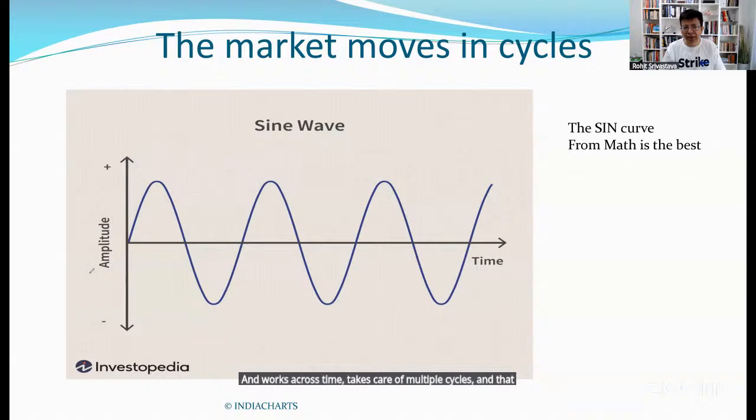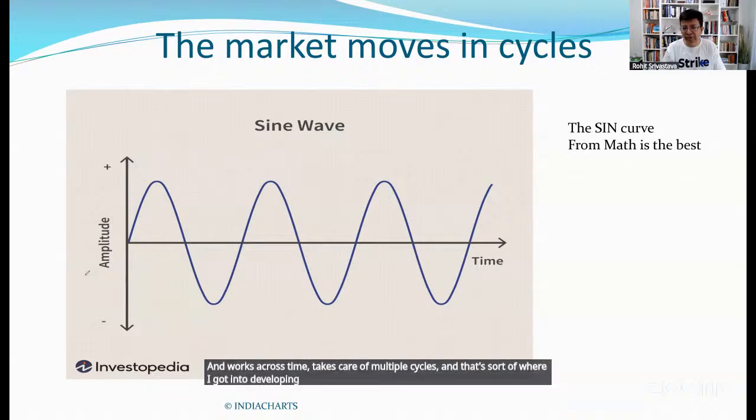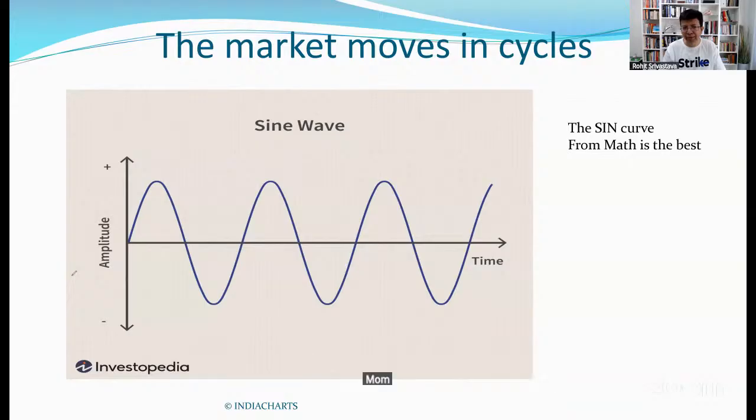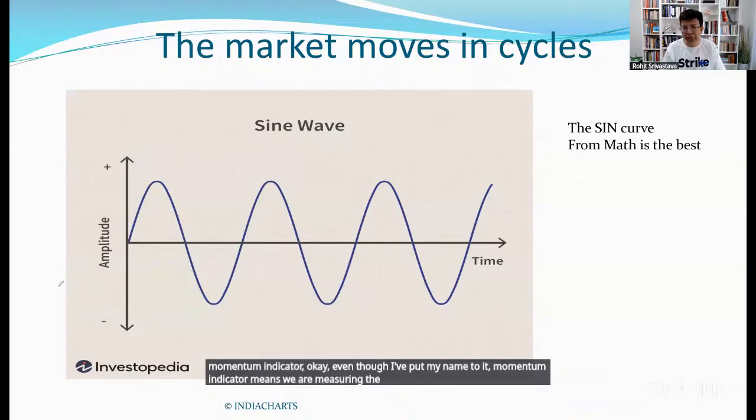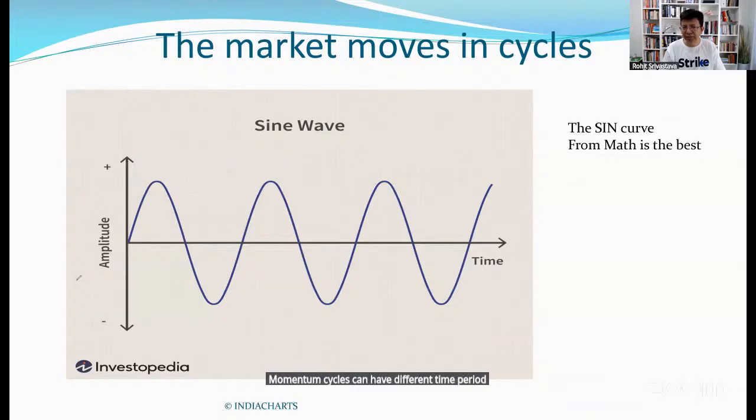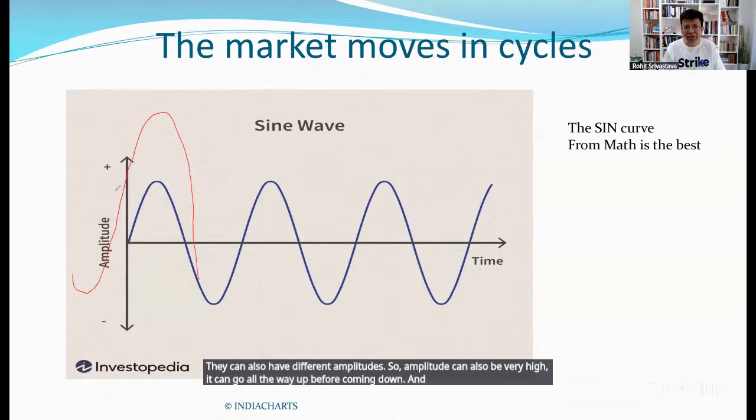And that's sort of where I got into developing this initially after looking at various volatility indicators. So I needed something that moves in cycles, and I think the RMI, as the name suggests, is a momentum indicator. Even though I've put my name to it, momentum indicator means we are measuring the momentum. So I call these momentum cycles. Momentum cycles can have different time period variations. They can also have different amplitude. So amplitude can also be very high. It can go all the way up before coming down. And as long as it is going up, we are in that trend. And then when it comes back down, the cycle completes.